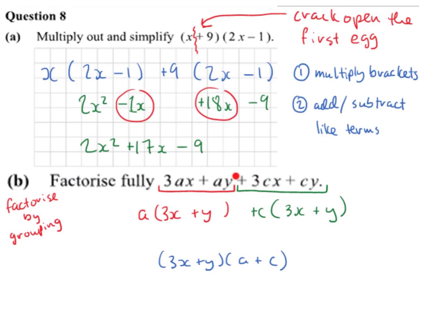Then we're going to factorize over here, 3cx plus cy. What's common to both? We can see there's a c common to both, so we take that outside the bracket. C into 3cx, the c's cancel and we bring down the 3 and the x. C into cy, the c's cancel and we bring down the plus y. Now we notice we have 3x plus y in both sets of brackets. So 3x plus y is one of our factors. And then a plus c is our other factor.